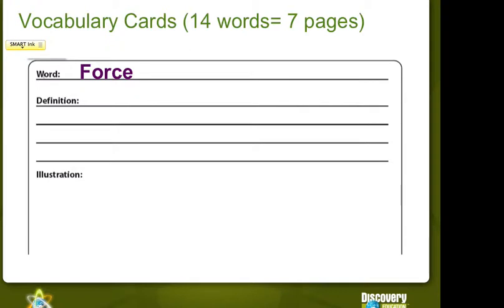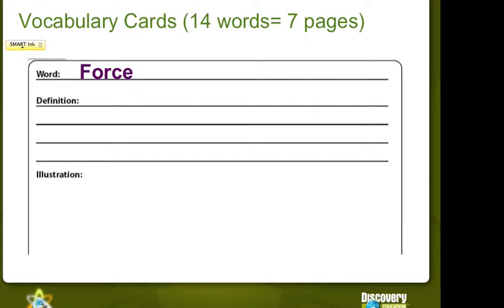Now you have papers that look like this. We're going to be doing 14 words. Do not pay attention to the 7 pages because that's not necessarily true unless you're printing them offline. If you're printing them offline, you're going to need to print 7 pages. If you're watching it and you already have the copies, then you should have 3 front and back copies and 1 half sheet that's front and back.